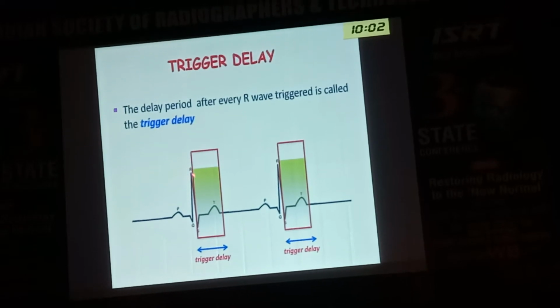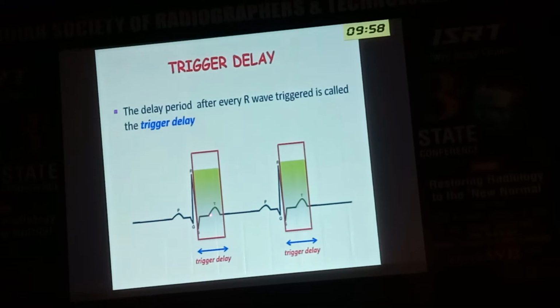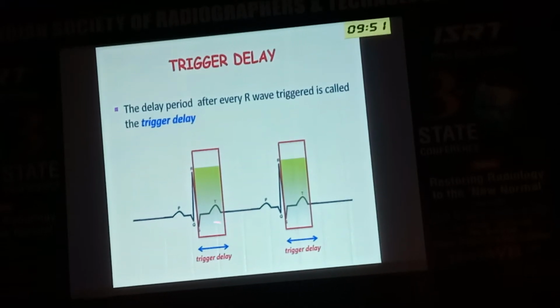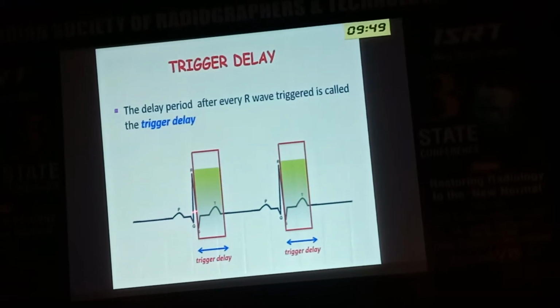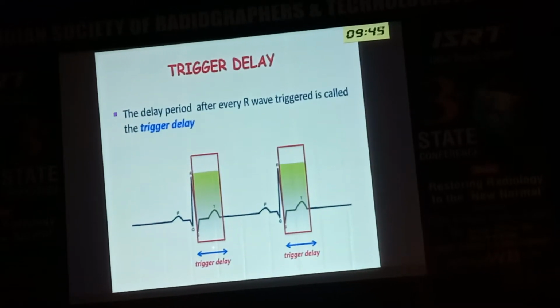After getting the R wave, the peak wave, after that also I should not turn the X-ray on. Acquisition should not be done, because you see this T wave, in diastole, movement is going to be there. I should not do the acquisition here. That is called the trigger delay.